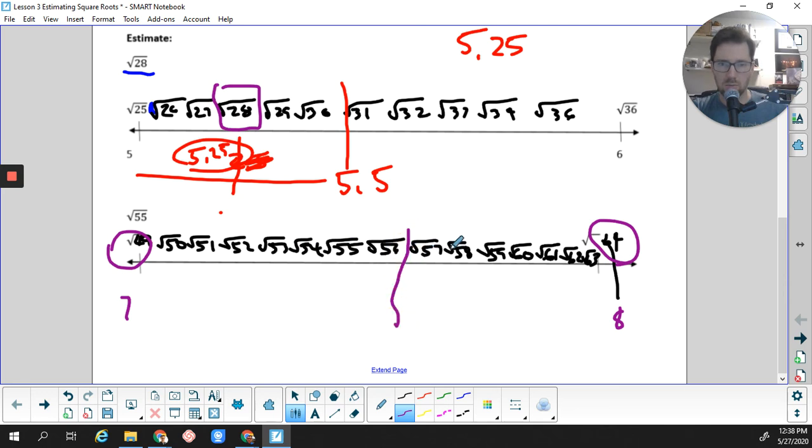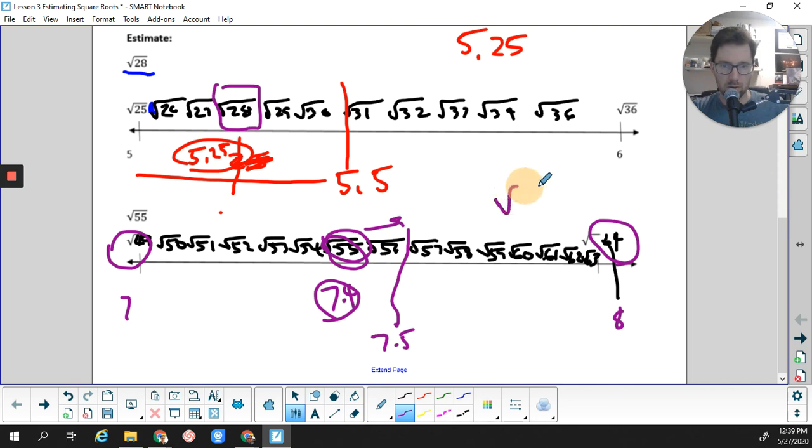Again, I didn't quite make it even. That's okay. Half of that is going to be 7.5. So what number am I looking for? I'm looking for 55. 55 is right here. It's really close to 7.5. So I might estimate that out as 7.4.